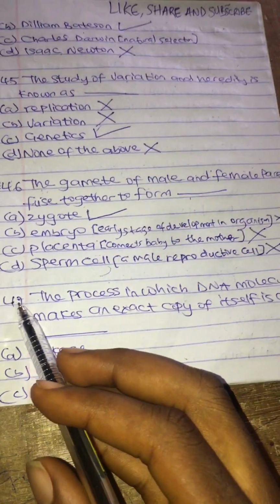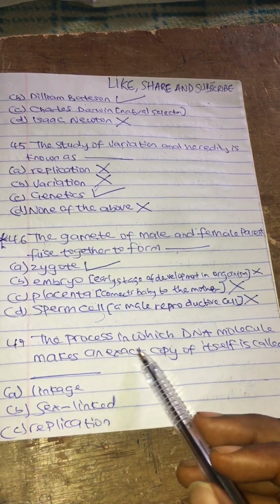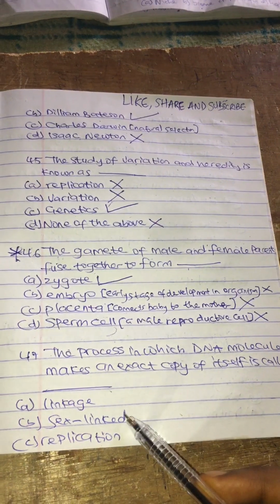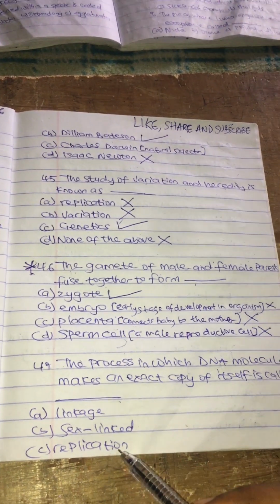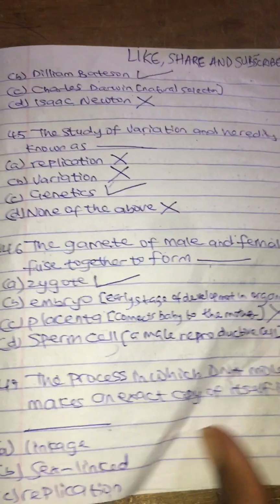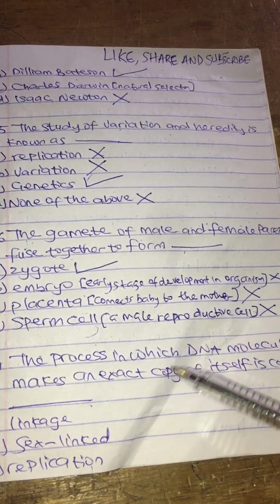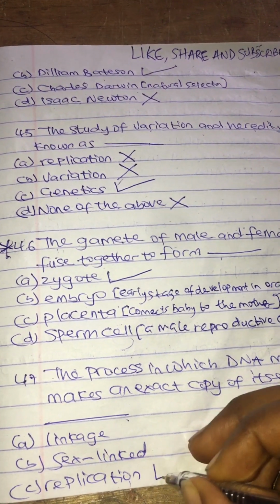Question 47. The process in which DNA molecule makes an exact copy of itself is called dash. A, linkage. B, sex linked. C, replication. And D, duplication. Duplication is out of it. Replication. I talk about replication here where I say replication is process of making an exact copy of DNA molecule. So replication is the correct answer.